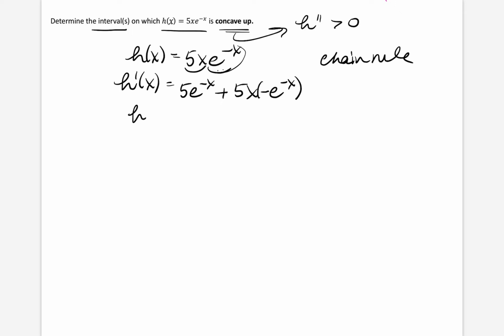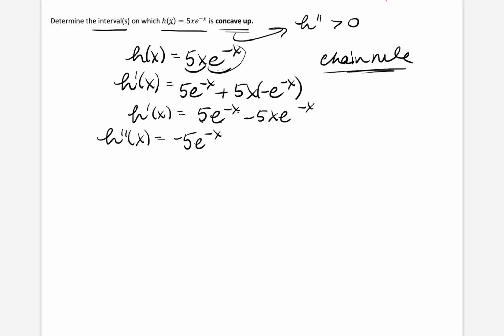Let's clean that up a little bit before we take the derivative and find the second derivative. So we have 5e to the negative x minus 5x e to the negative x. Now let's find the second derivative. So the derivative of 5 times e to the negative x, well, that's negative 5e to the negative x, again because of the chain rule. Now what about the derivative of negative 5x e to the negative x?